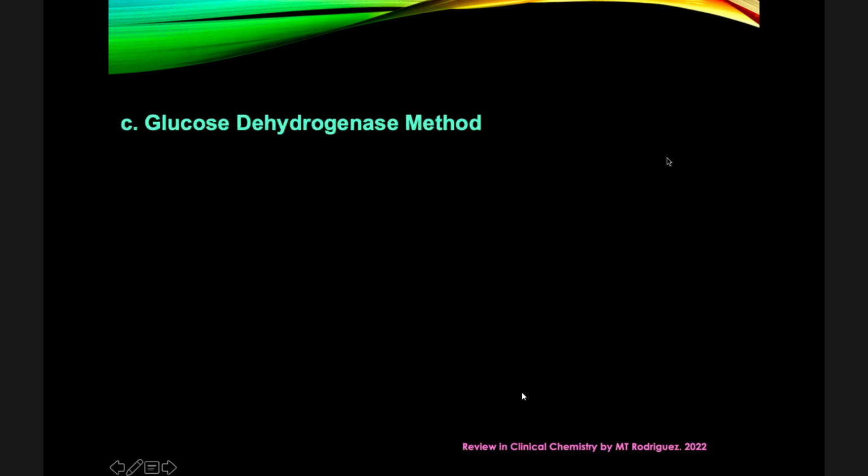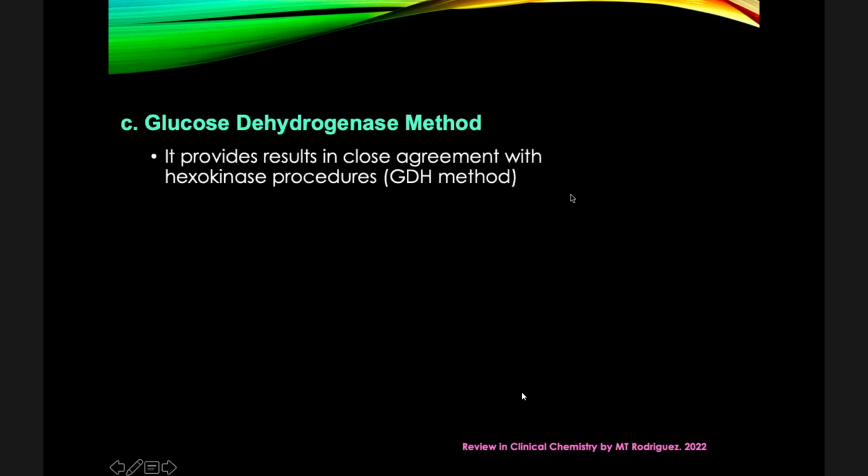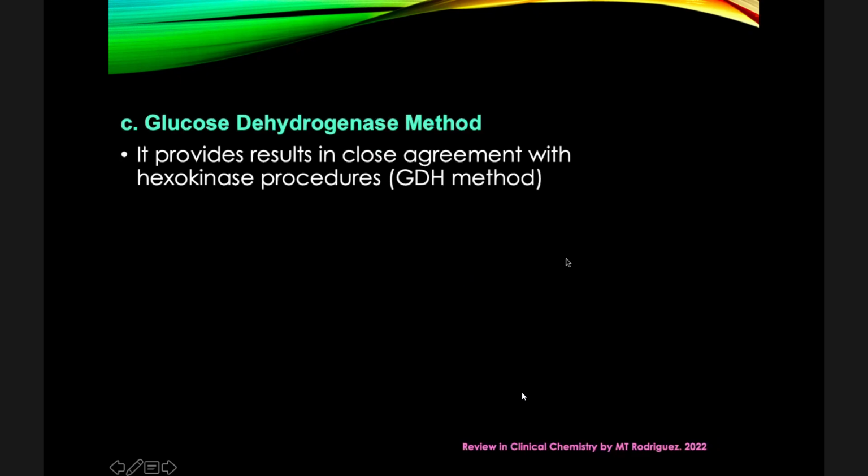That is important. And how about the glucose dehydrogenase method? Guys, saan daw kino-compare? Hindi naman kino-compare, ina-associate si glucose dehydrogenase, not compare but associate. It provides results in close agreement with the reference method. What is the reference method?